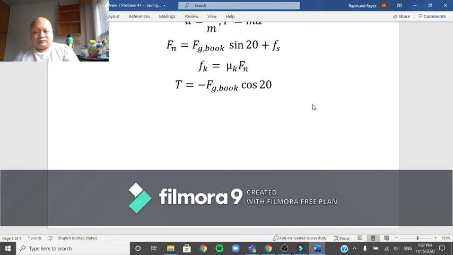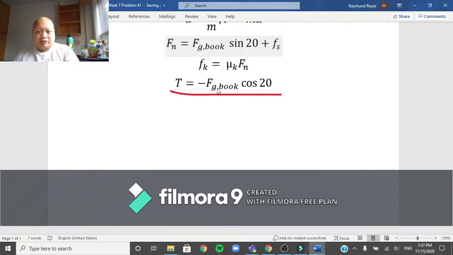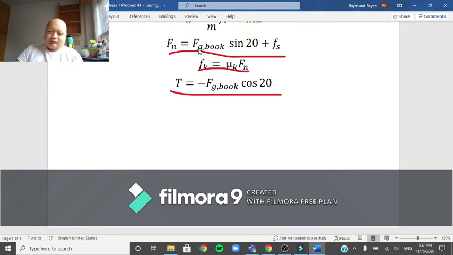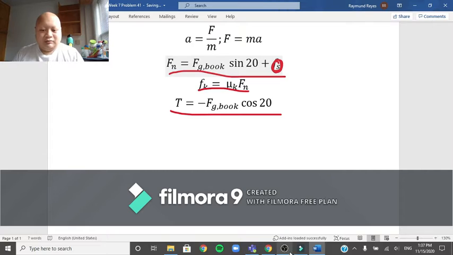So anyways, T will equal the gravitational force of the book times cosine 20 due to the tilt. But anyways, we also need to find the kinetic friction, which is the kinetic friction coefficient times the normal force, and we don't have the normal force either. So we have to use this equation. Normal force equals gravitational force of the book times sine 20 plus static friction. Static friction equals 0 since the book is moving. It's not static, so it's 0. And anyways, we can find the force of the book times sine 20.